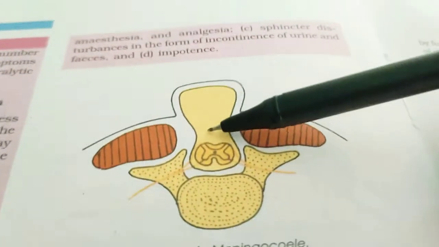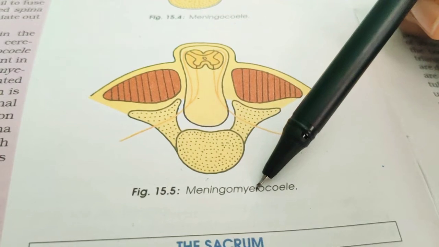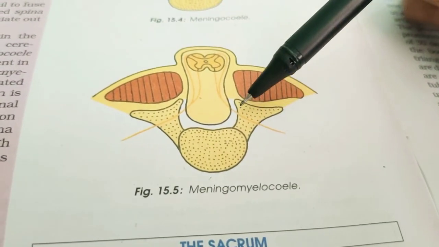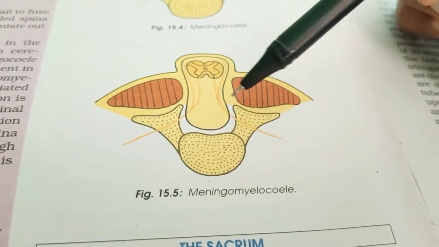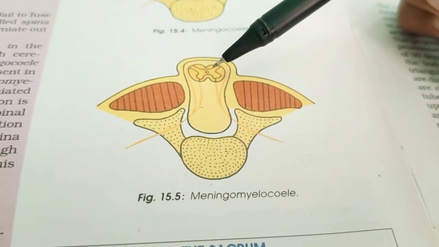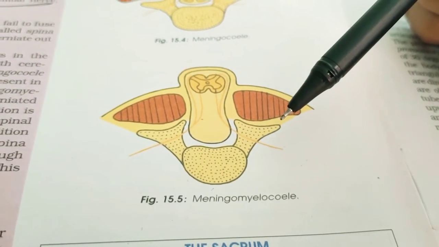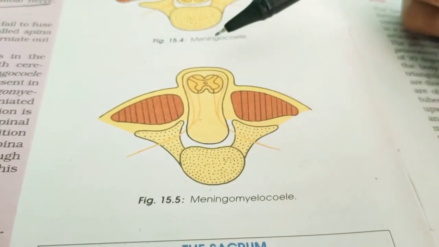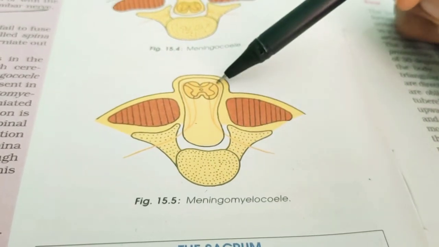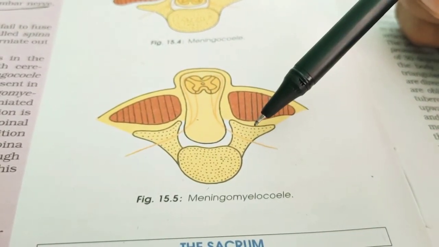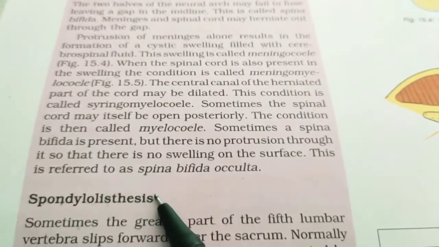So here, the spinal cord is not present, only cyst fluid is present, but here even the spinal cord is present, so meningomyelocele. The central canal of the herniated part of the cord may be dilated. If the spinal cord also gets dilated, then it is called syringomyelocele. And sometimes the spinal cord may itself open posteriorly, and the condition is called myelocele. Sometimes spina bifida is present, but there is no protrusion through it, so there is no swelling on the surface. This is referred to as spina bifida occulta.